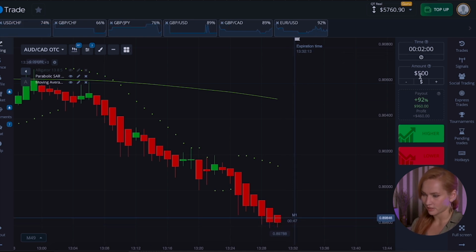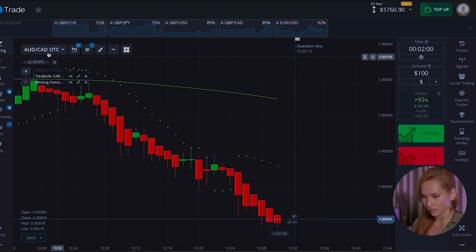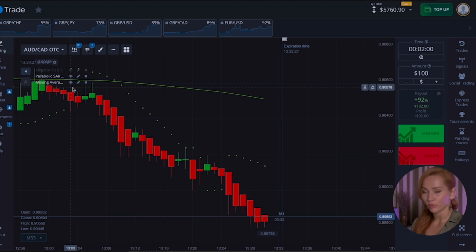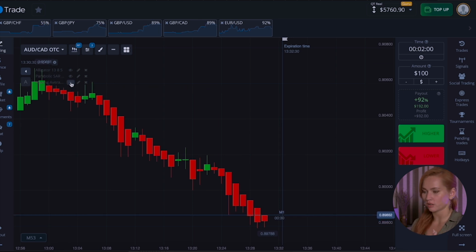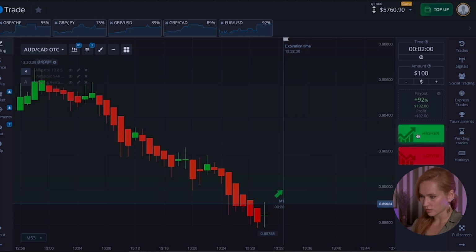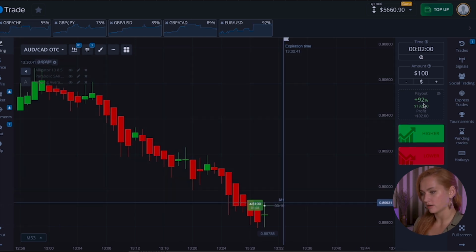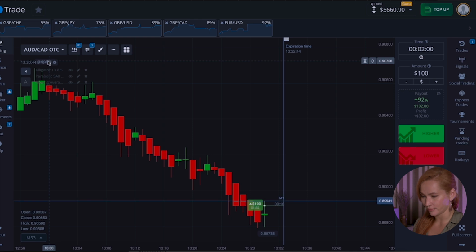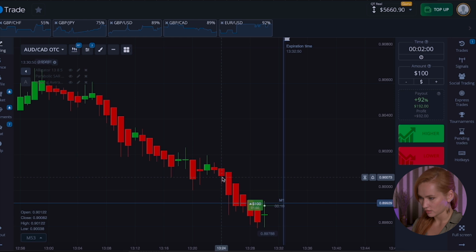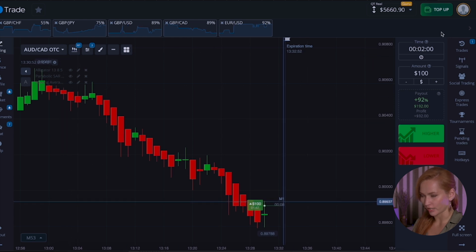Let's set the deal for 2 minutes and $100. Well, we will work according to the strategy, support and resistance levels. So now I opened a deal, AUDCAD for 2 minutes. It's okay, we'll leave it with that.